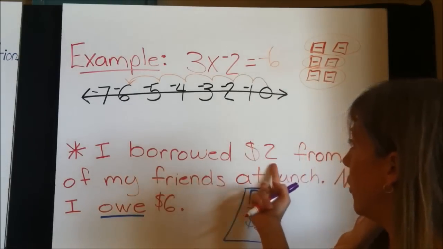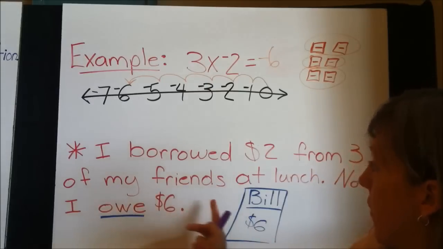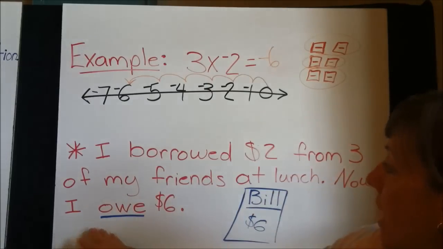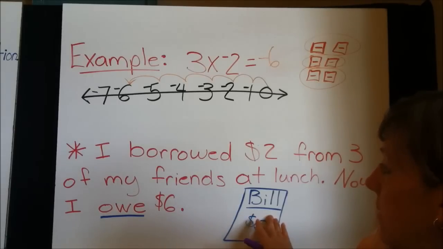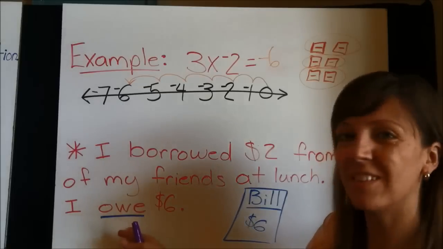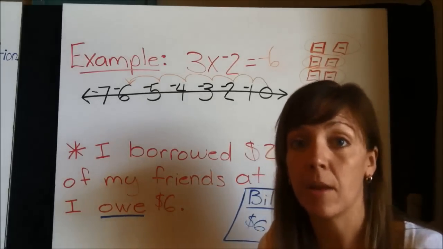I borrowed $2 from 3 of my friends at lunch. Now I owe $6. That's a negative 6. If I borrow money, that's a debt. A debt is a negative number.